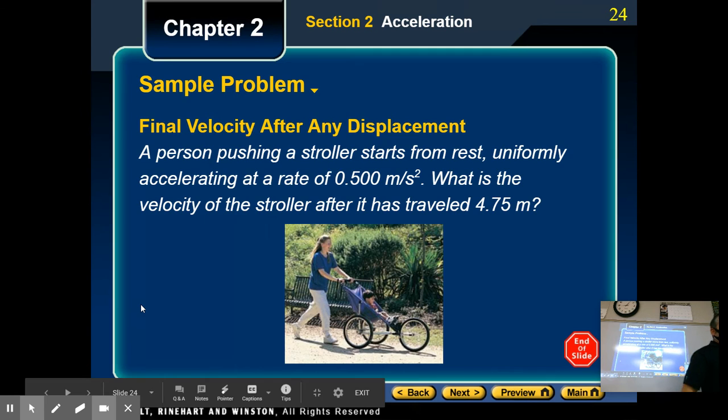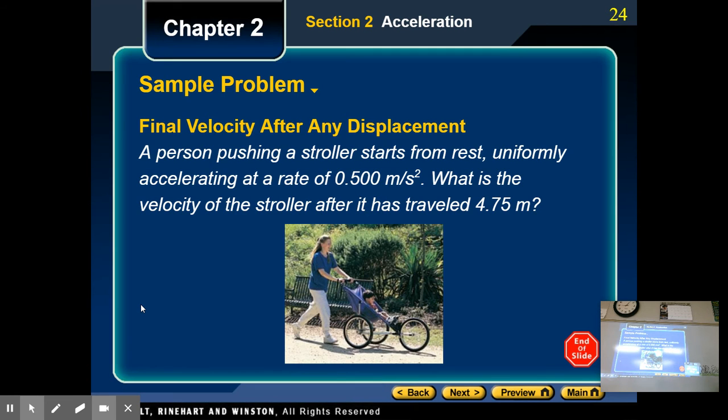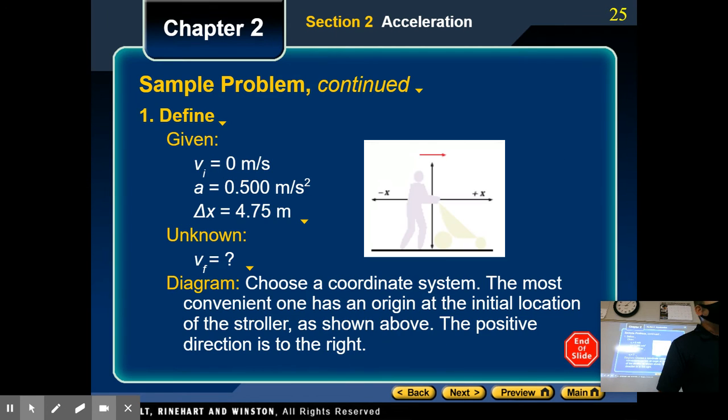Oftentimes, if we go back and reread the question, it will tell us the direction. But again, for this particular question, it did not. But it did recommend that we set up a coordinate system.